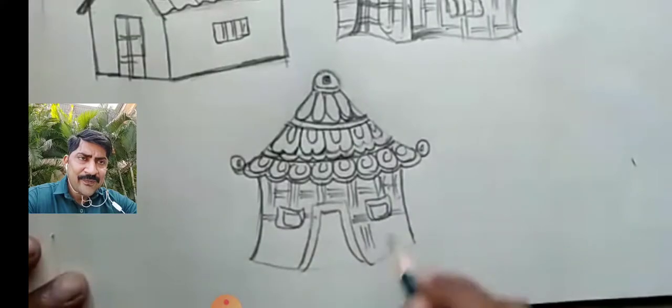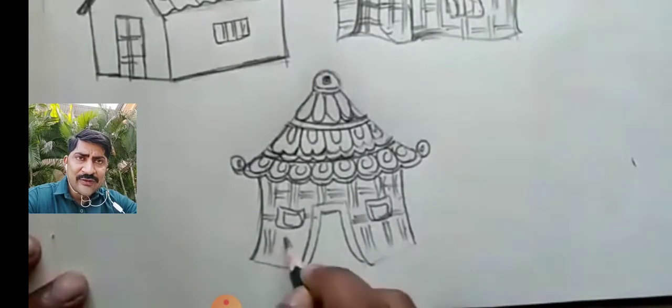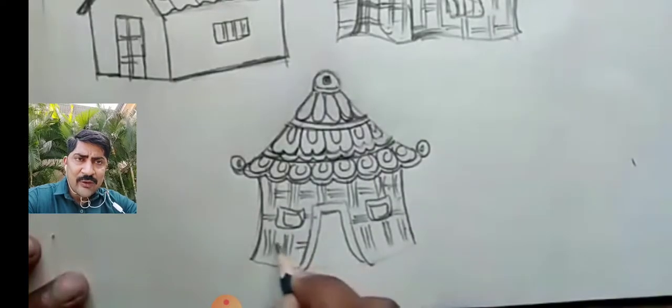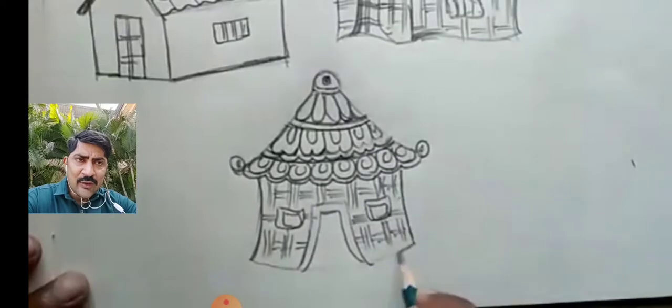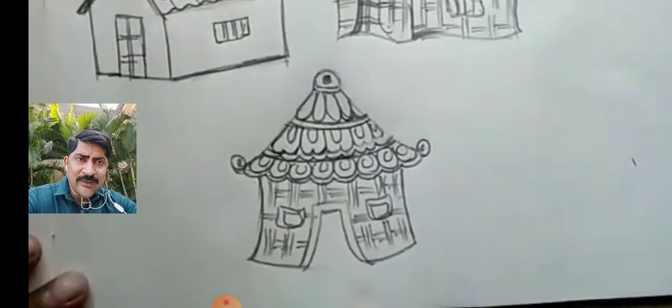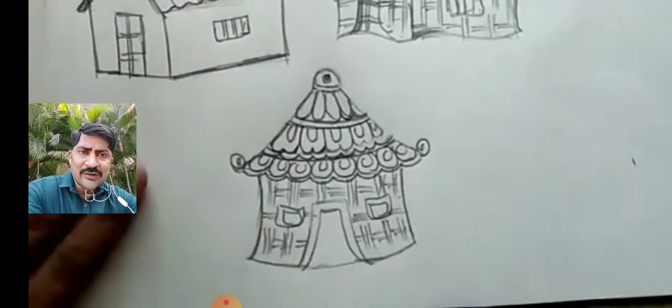So here you have to draw 4 types of houses. Three types of houses I have already taught you. The fourth one, you have to use your own imagination, your own creativity, and do the fourth kind of house. So here we complete this video. Thank you.